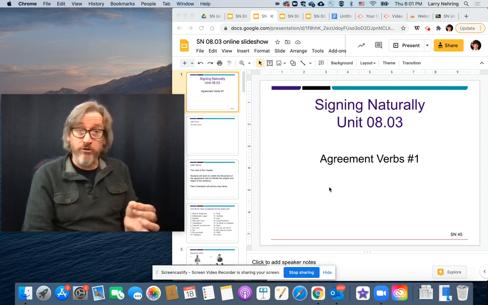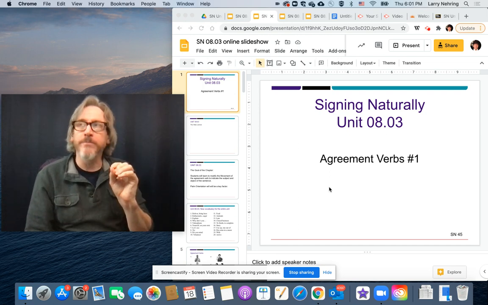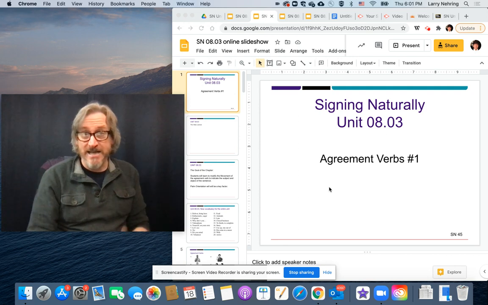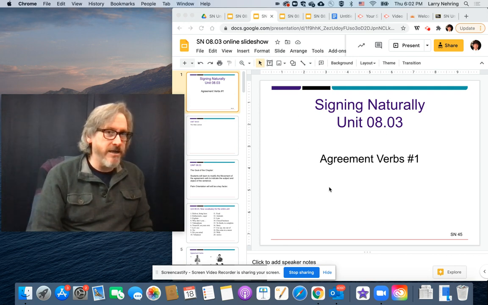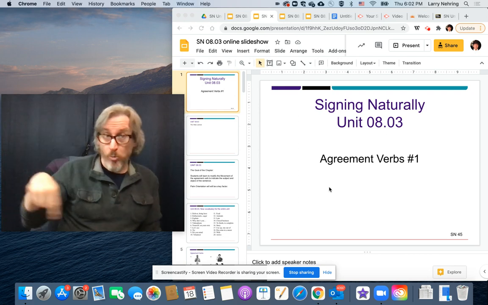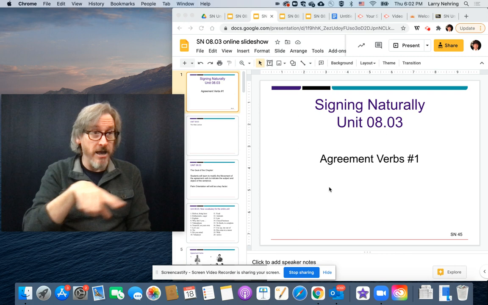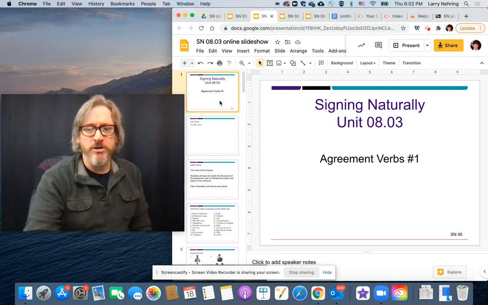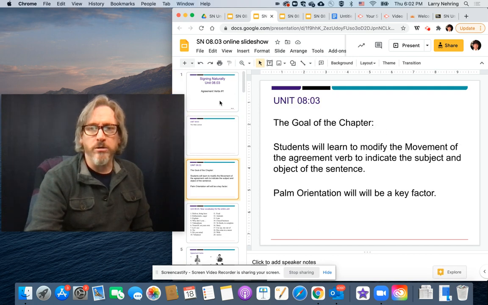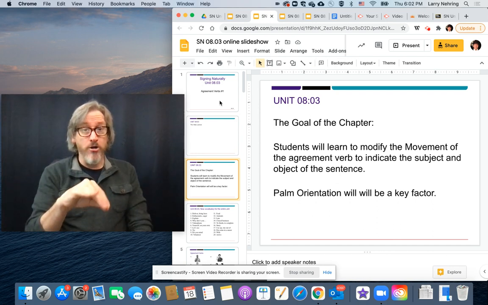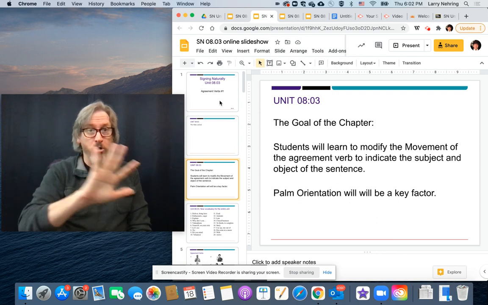Okay, so agreement verbs mean it's not what we would normally think of in English, like matching tense. In this sense, once we establish something in signing space, we are consistent with that and it makes sense. It'll make a little more sense once we get into the actual meat of it. For the introduction, what'll be important is the movement of the sign and also palm orientation, which way the palm is facing.